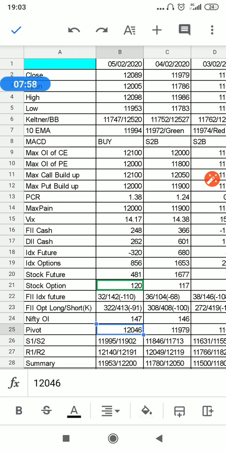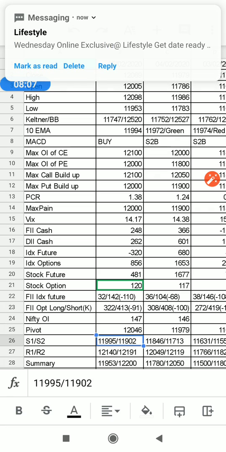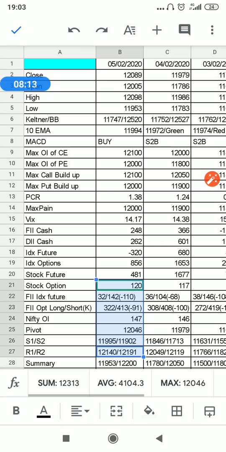Okay, so the pivot point has also obviously increased. Now for tomorrow, S1 and S2 are coming at 11,995 and 11,900, and R1 is coming at 12,140, R2 at 12,191.